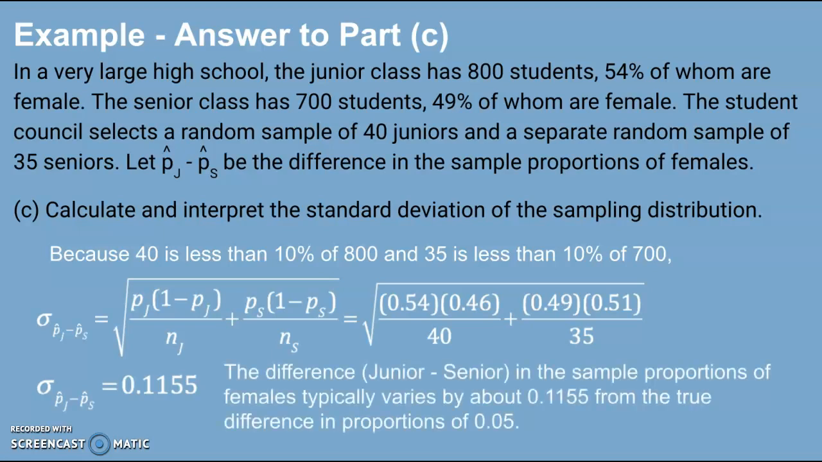So what that means is the difference, and I subtracted junior minus senior, in the sample proportions of females typically varies by about 0.1155 from the true difference in proportions of 0.05.